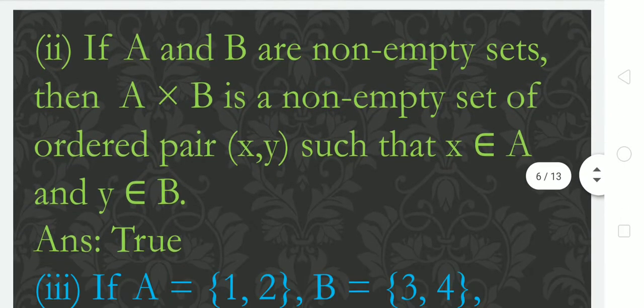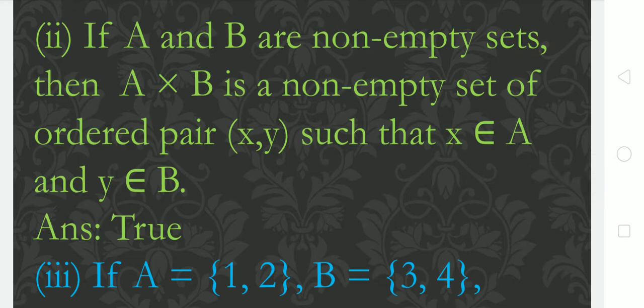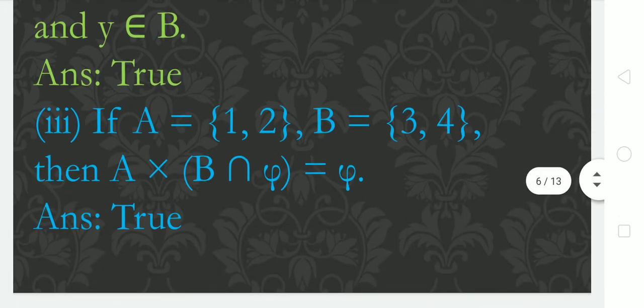If A and B are non-empty sets, then A cross B is a non-empty set of ordered pairs (x, y) such that x belongs to A and y belongs to B. That is a true statement. If A is equal to {1, 2} and B is equal to {3, 4}, then A cross B intersection phi is phi, because B intersection phi will be phi. So the Cartesian product with an empty set will be empty. So that is also true.